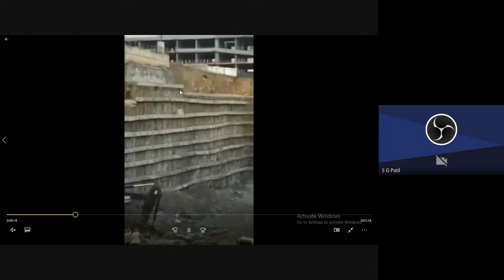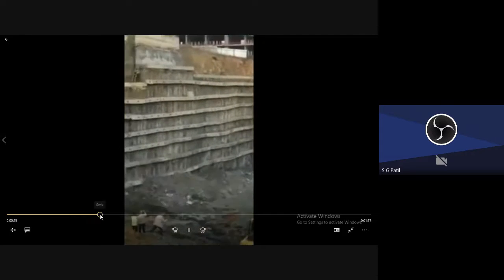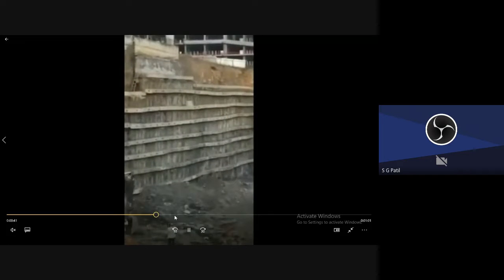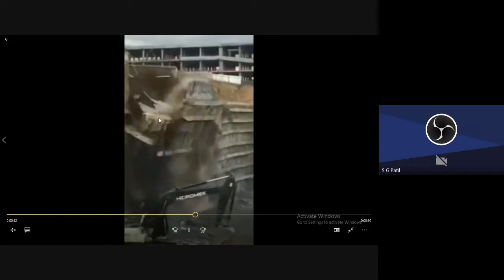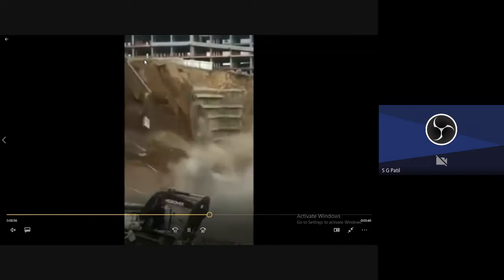This happened in Turkey. Can you see here, the entire retaining wall has collapsed.